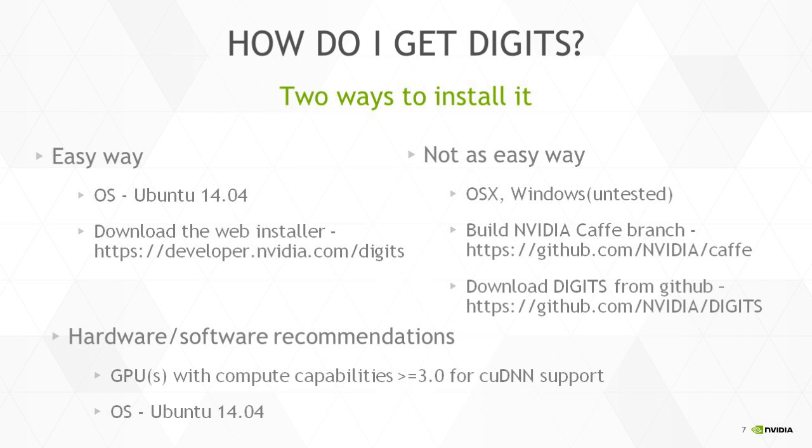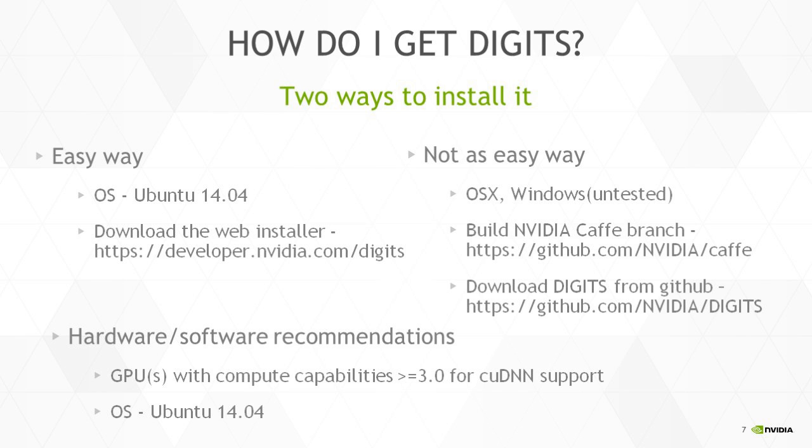So how do you get Digits? Well, there's a couple ways to get Digits installed on your system. The really easy way is to use our web installer, and web installer works with Ubuntu. The not as easy way is going to be on a Mac or Windows, and Windows is untested. The main thing with Windows, and even with OS X, when you're not using Ubuntu 14.04, is that you'll have to build NVIDIA's Caffe branch and then use Digits. So just remember to use NVIDIA's Caffe branch because that's officially supported by Digits.